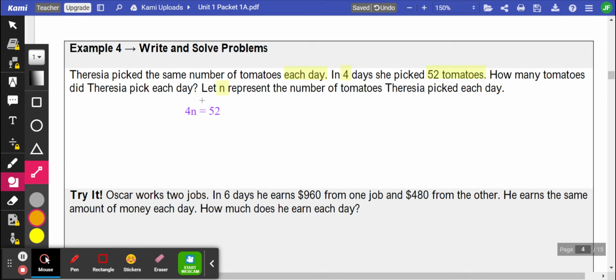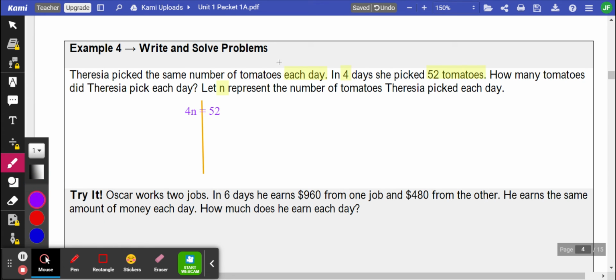And we are going to solve it. Remember from the last video that if the 4 and the n are right next to each other, that is multiplication. So to cancel, we are going to divide by 4 on both sides to get n equals 13. So she picked 13 tomatoes each day.